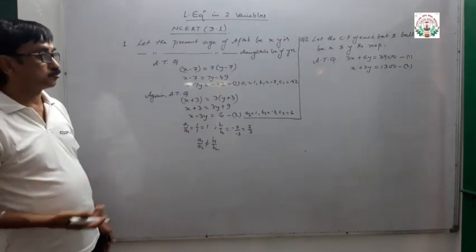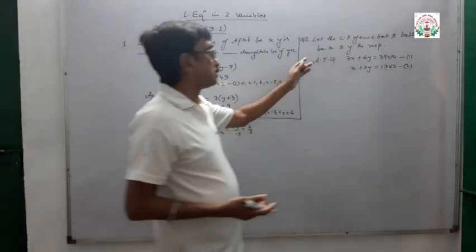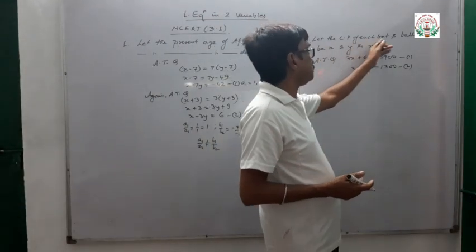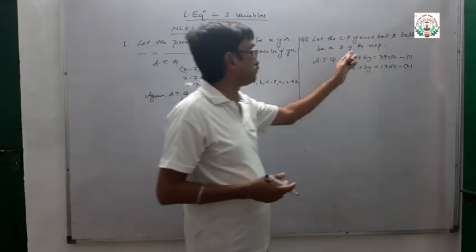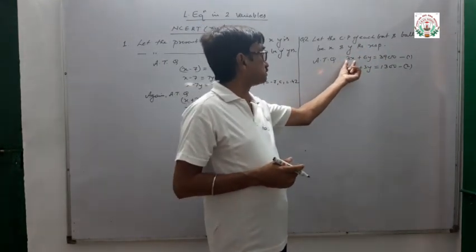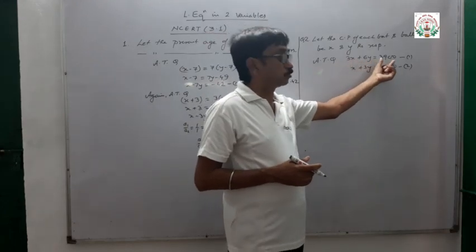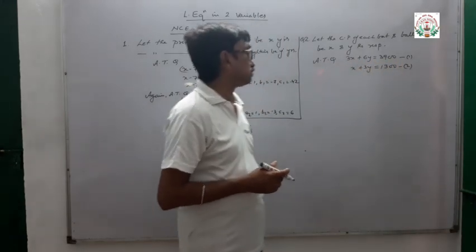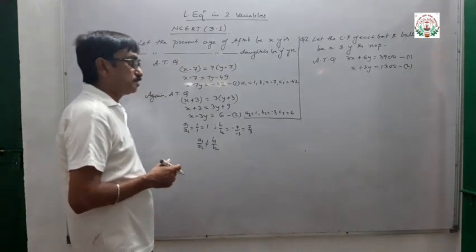Next comes the second question. It is also the same type of question. Let the cost price of each bag and ball be x rupees and y rupees. So 3 bags and 6 balls, total cost is 3900. So 3x plus 6y equals 3900.